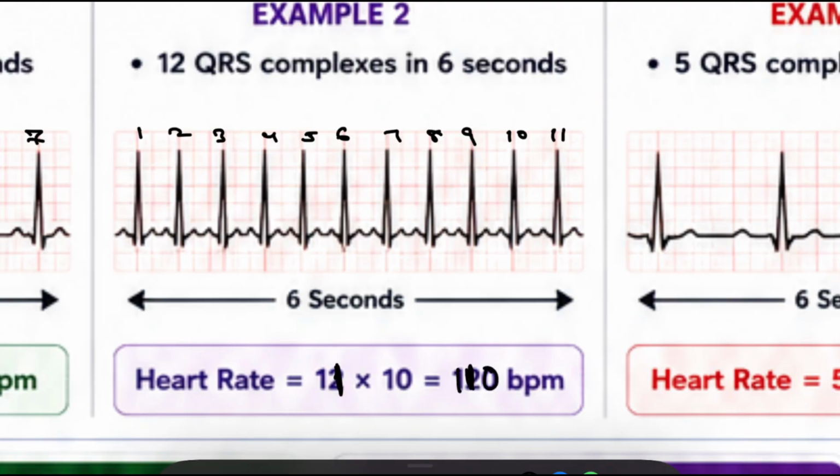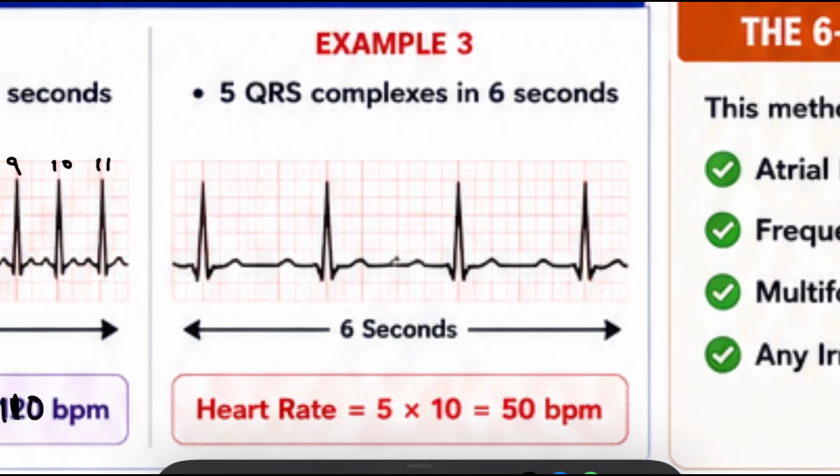Okay, in example 3 you can see there are 4 QRS complexes in 6 seconds. So the heart rate will be 4 times 10, which is 40 beats per minute.